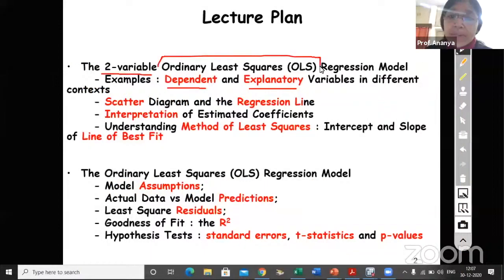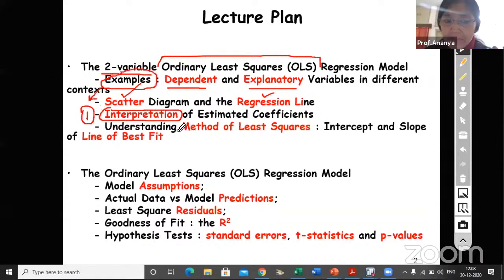Ordinary least squares model and show you some scatter diagrams, some regression line, where in the very first part of my lecture, we will try to interpret some regression coefficients without going into the details. So that's going to be the first thing that we will do. Take some different examples, and use those examples to interpret some results.